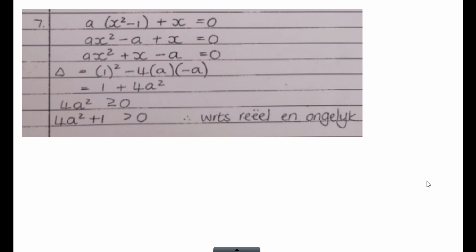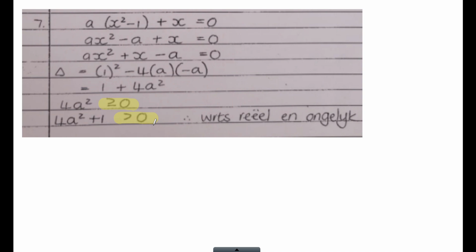Okay. Goed, so now it's in standard form, so we get delta. So 1 kwadraat minus 4 maal a maal minus a, and that will give me 1 plus 4a squared. Nou, omdat hulle wil hê, dit moet ongelyke en reële wortels hê, I'm going to make delta greater than and equal to 0. Daar kan jy hom sien. Nee, ek maak vir delta groter en gelyk aan 0.